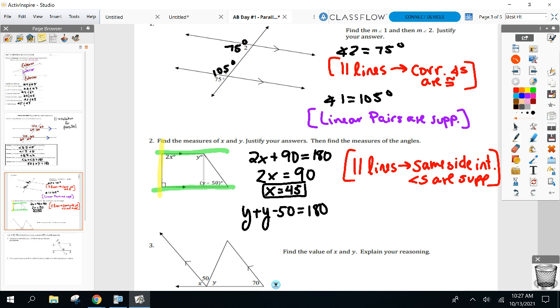Both angles are the same type, same side interior. Two y equals 230. Y equals 115. And we don't have to rewrite it, but it would be the same reasons. Everyone understand it's going to be the same reason. They're both same side interior. So I'm just going to draw a little arrow there. Same thing.